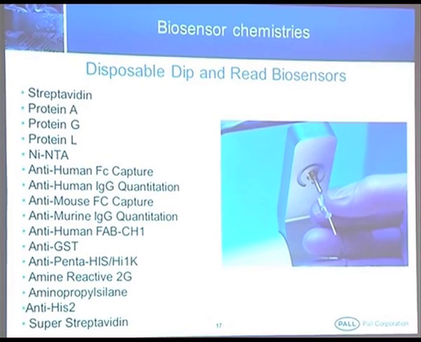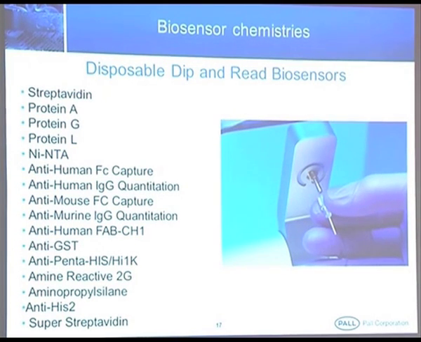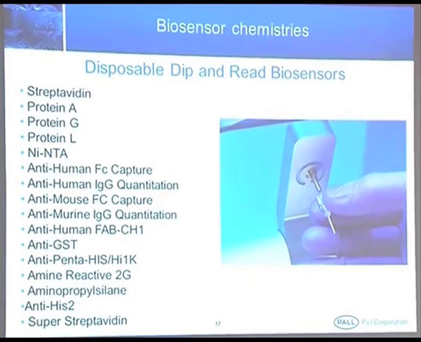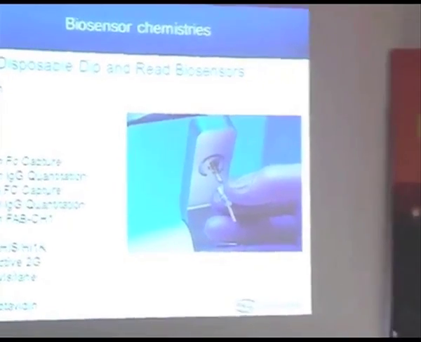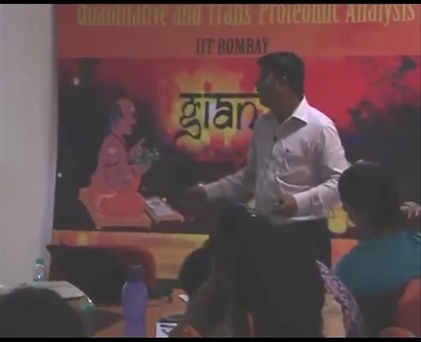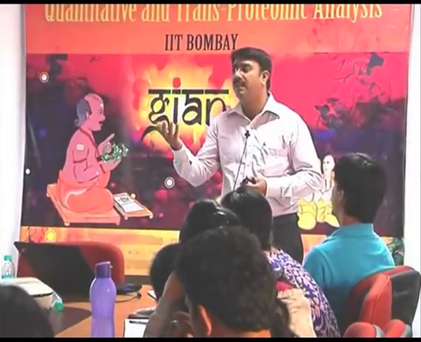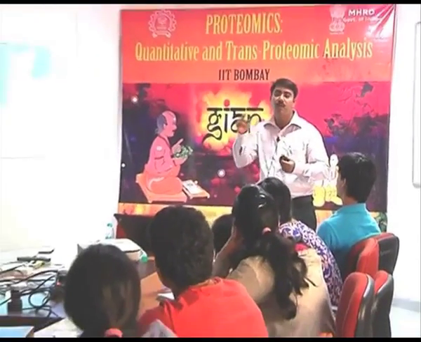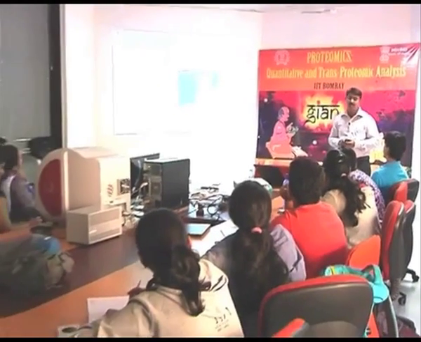So as I mentioned, for the biosensors we have around 16 different chemistries, and depending upon your application we can choose. Streptavidin and the amine coupling, amine reactive, are useful for custom protein quantitation as well as kinetic studies. With streptavidin, one of the proteins you have to biotinylate, then you have to immobilize. In the case of amine reactive, it is a different chemistry: your N terminal or the lysine gets involved in covalent coupling to the sensor surface.